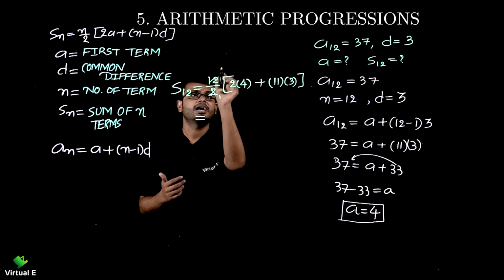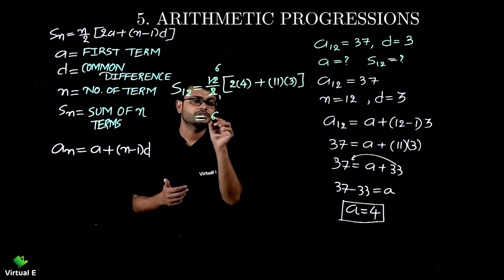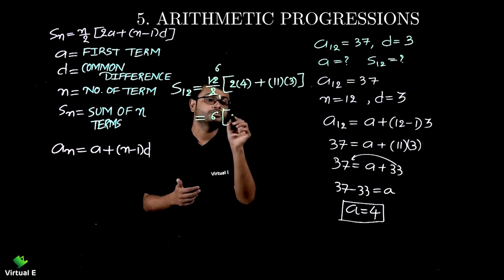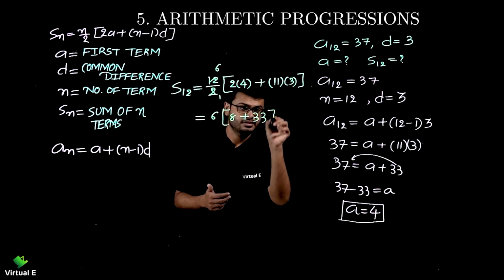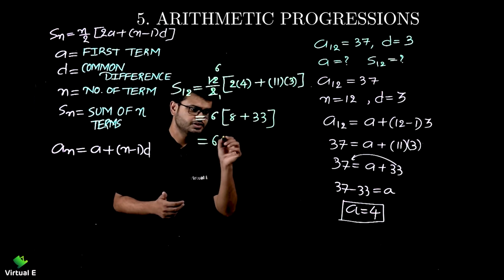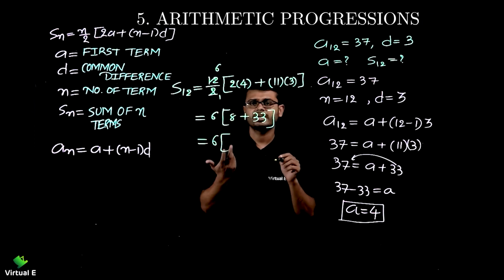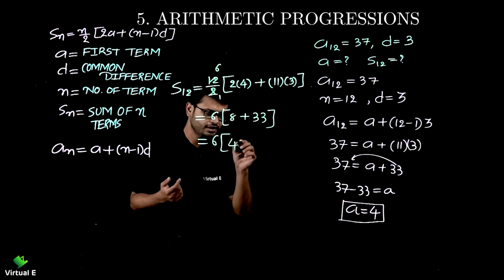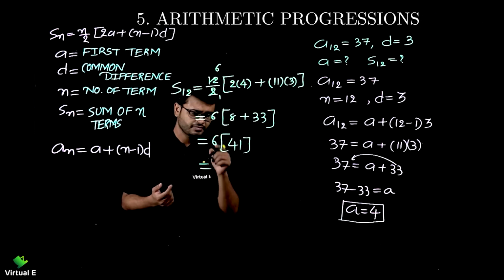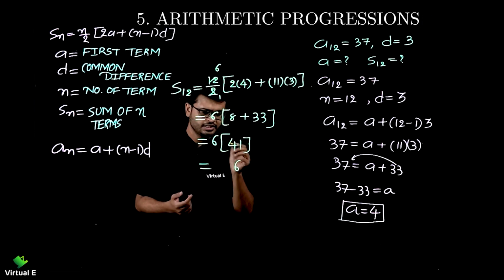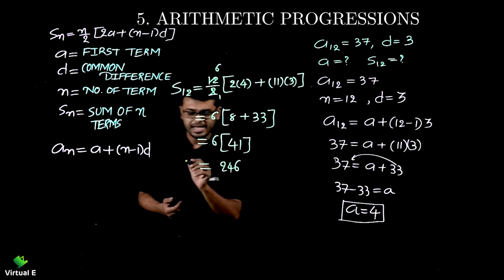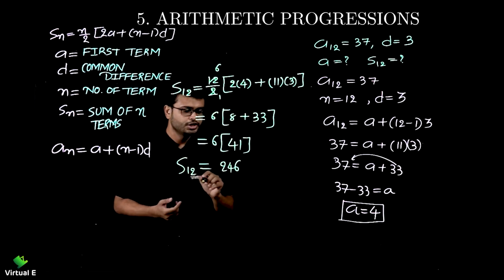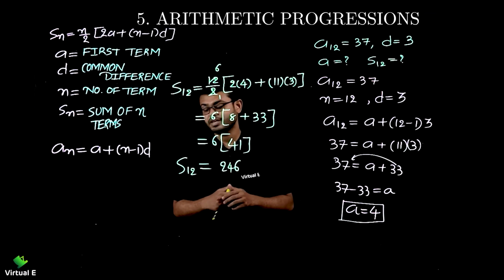2 1s are 2 and 6 are here. So 6 into, 4 2s are 8, plus 11 3s are 33. And 6 into (8 plus 33). What's that? 41. Let's multiply. 6 1s are 6. Then 6 4s are 24. So S12 is 246. Very simple.